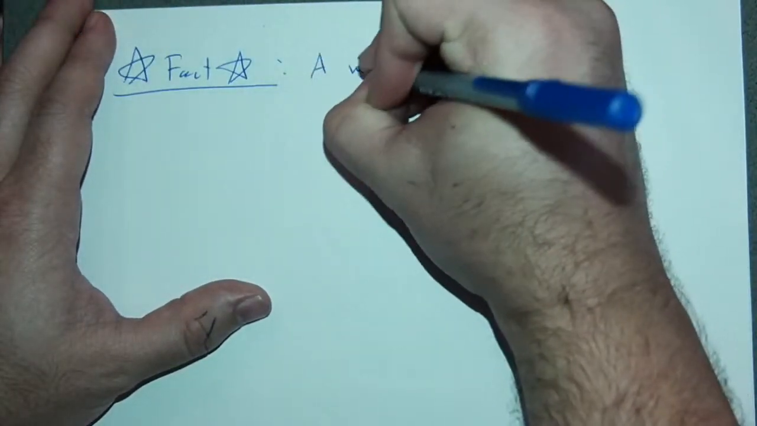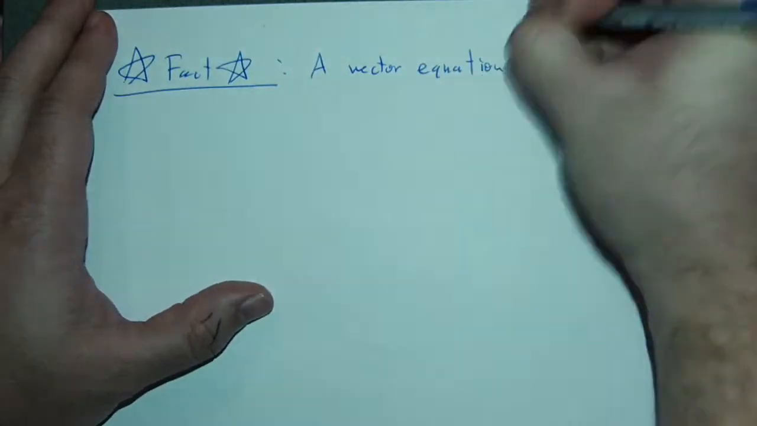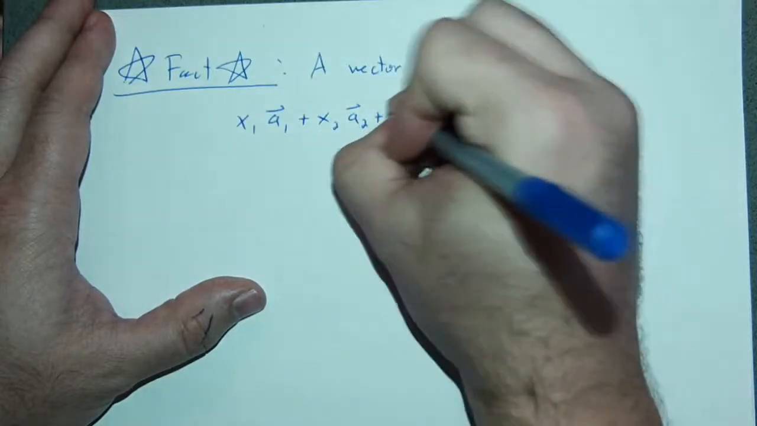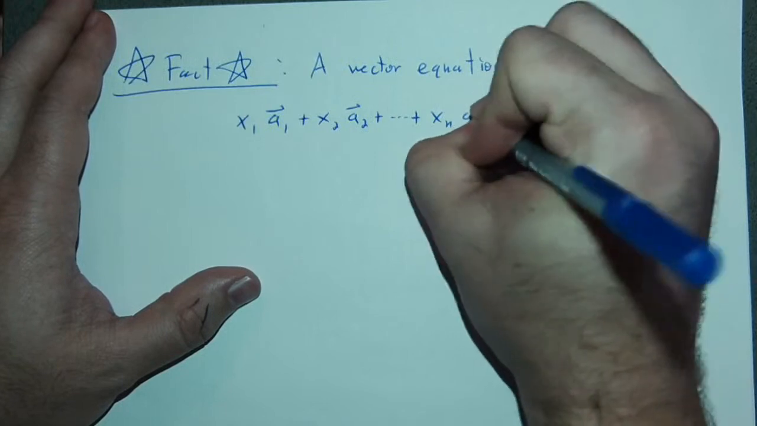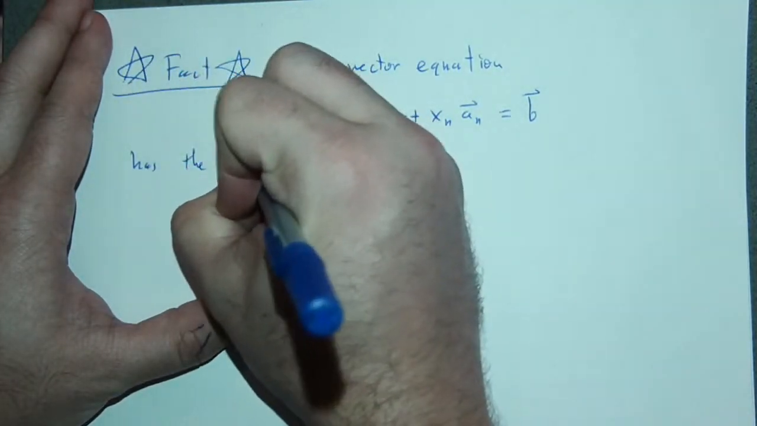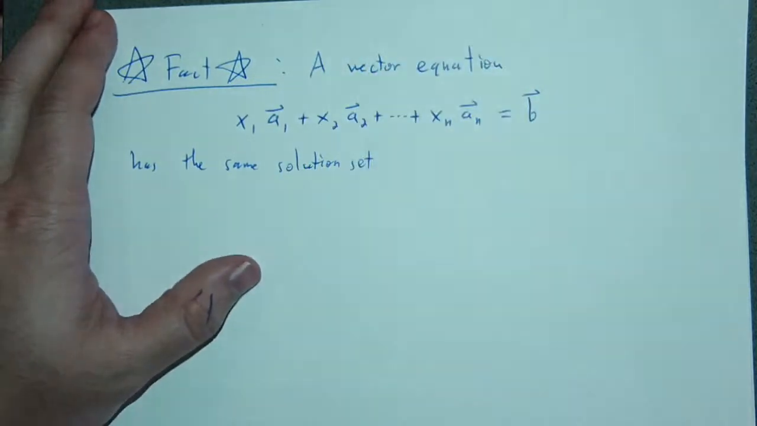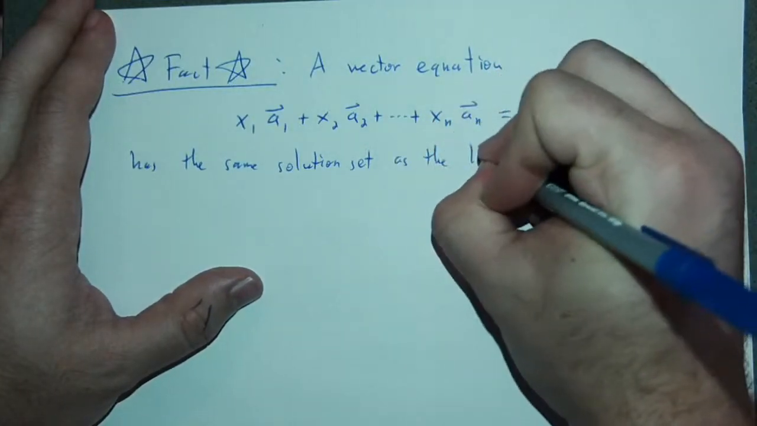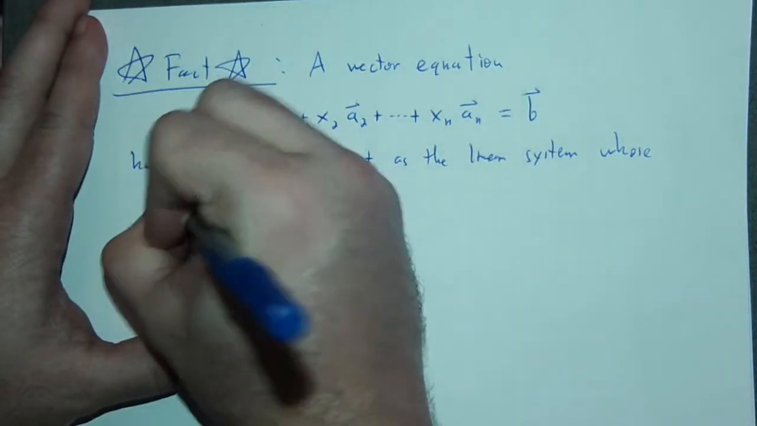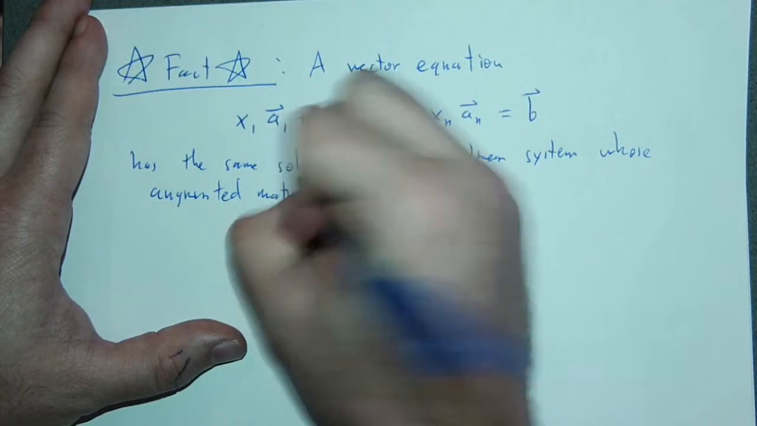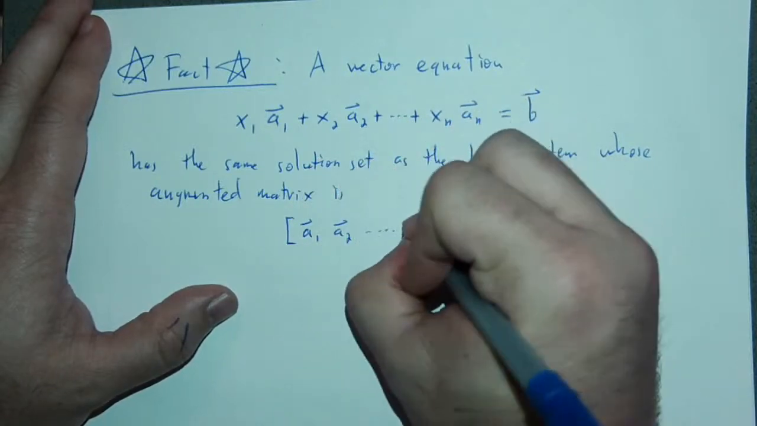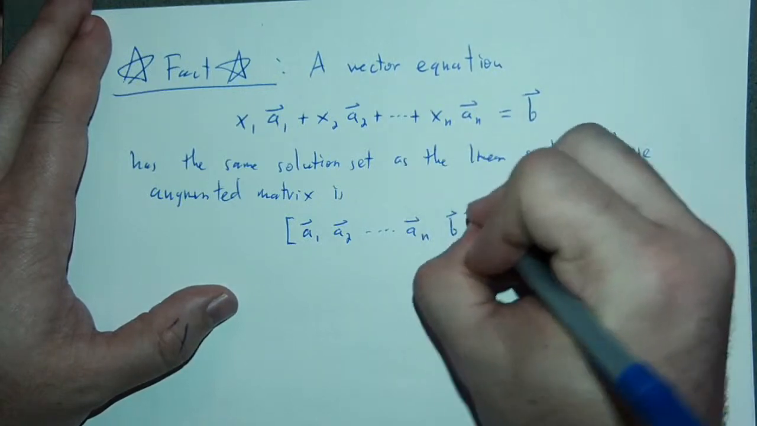So a vector equation that looks like x sub 1 times a1 plus x sub 2 times a2 and so on, all the way up to x sub n times a sub n is equal to the vector b, has the same solution set as the linear system whose augmented matrix is a sub 1, a sub 2, and so on, all the way up to a sub n, and the last column is b.